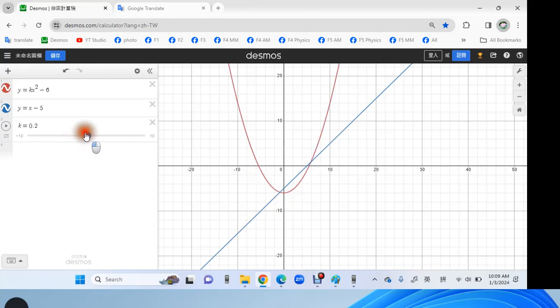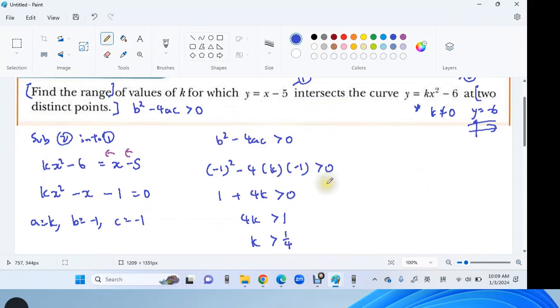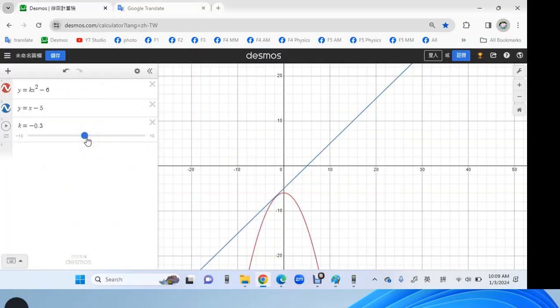So negative 1 over 4 is negative 0.25. The answer is greater than negative 1 over 4. So just now, when k is negative 0.1, then we have two intersections. When k is negative 0.5 or negative 0.3, then they don't have intersection. Greater than negative 1 over 4, then we have two intersections.